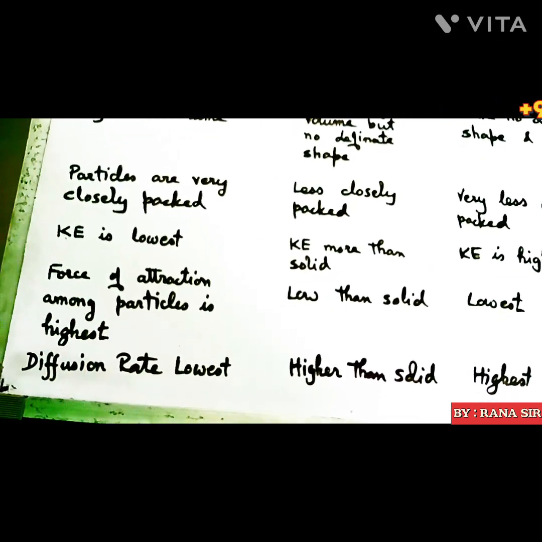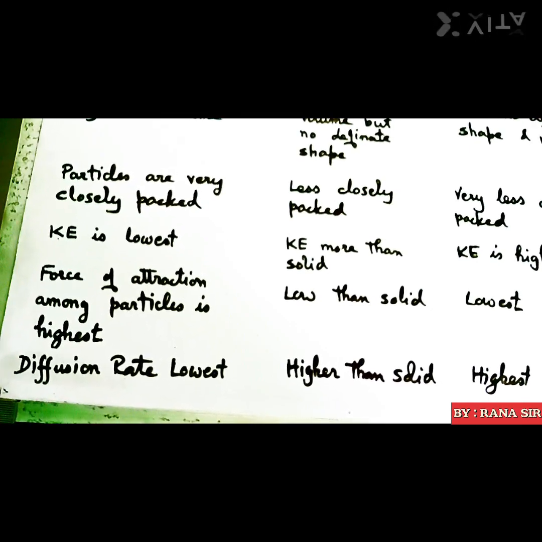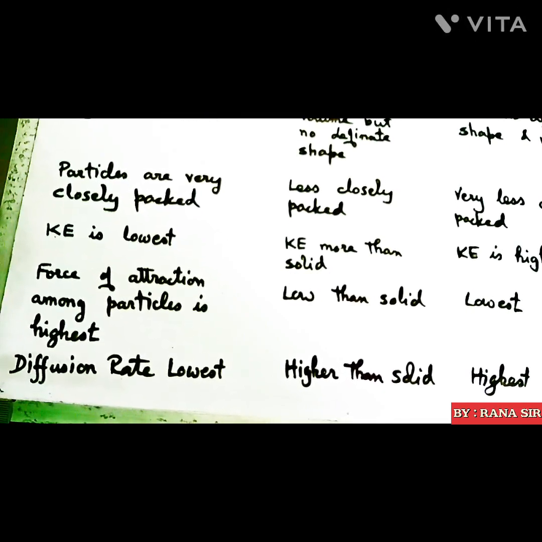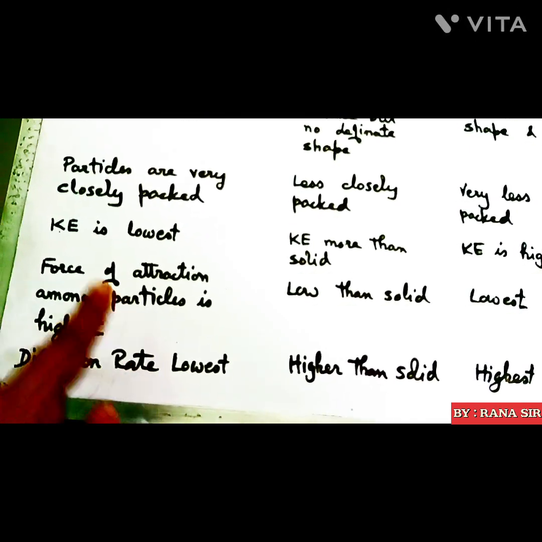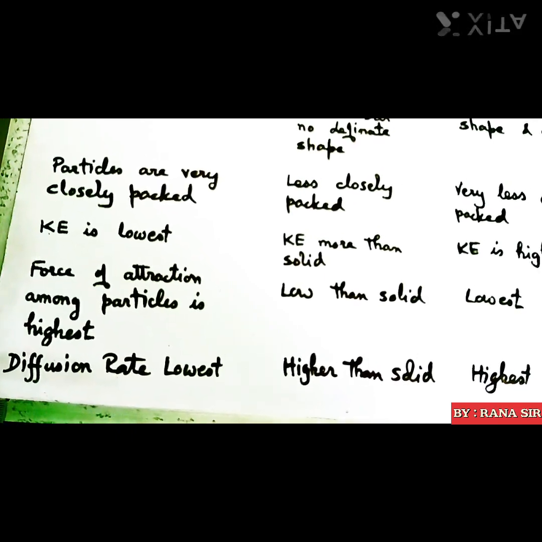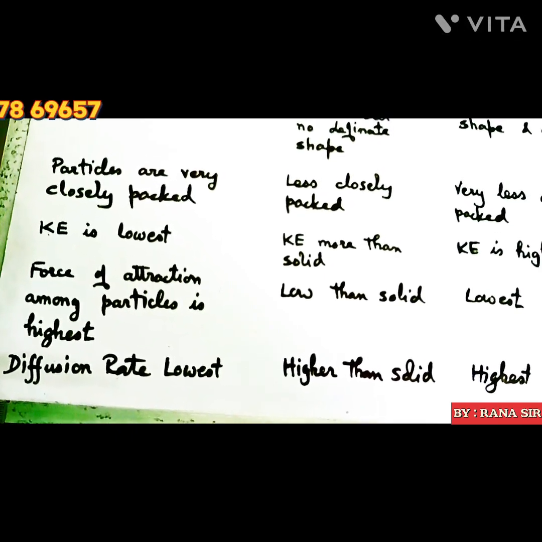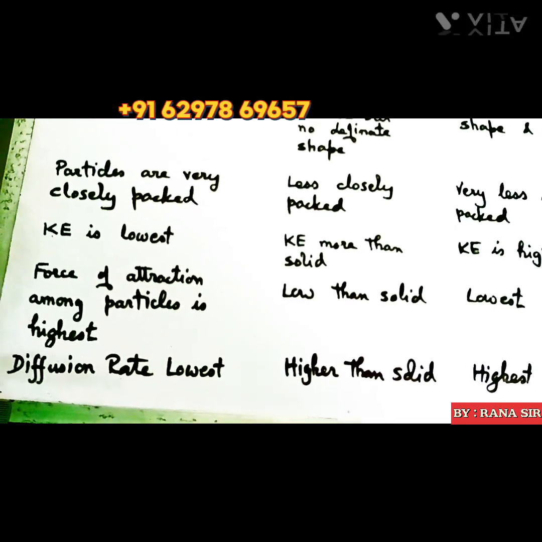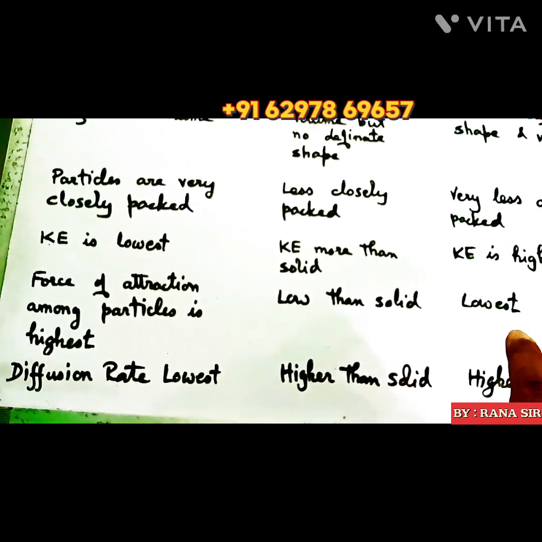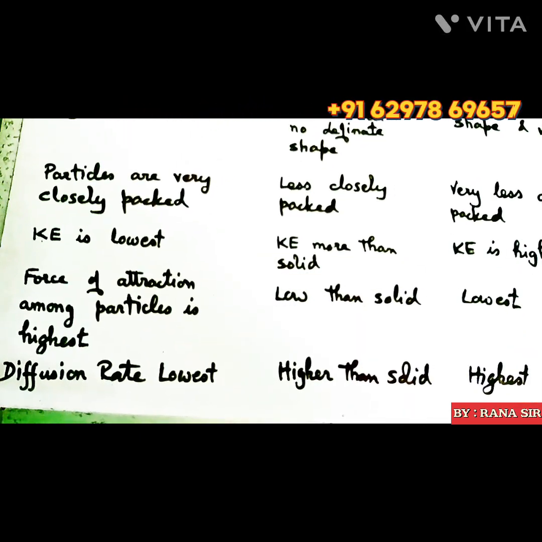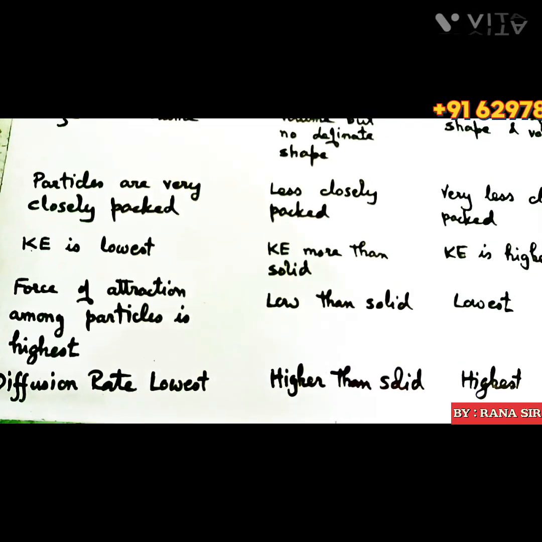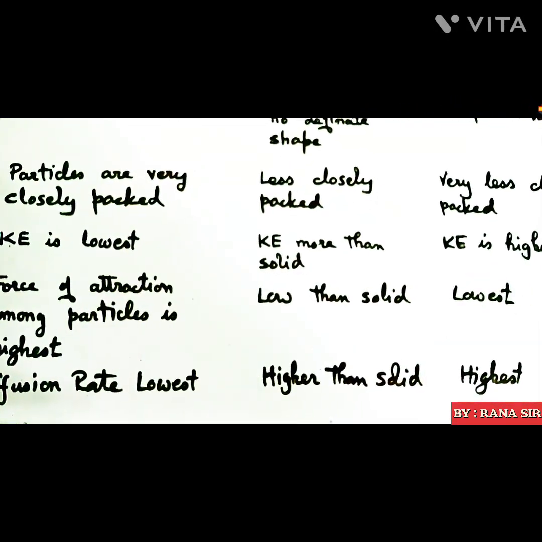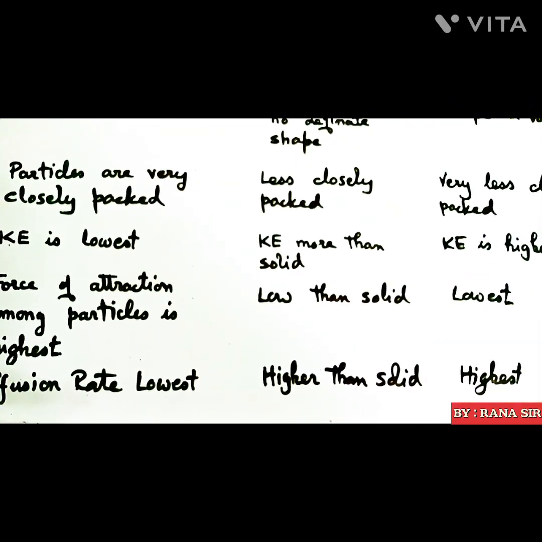Next, force of attraction among particles is the highest in solid. As the force of attraction is highest, the KE is lowest. It doesn't allow the particles to move. In liquid, the force of attraction is lower than solid. In gas, the force of attraction is lowest and hence the KE is highest. Why? It allows the particles to move.